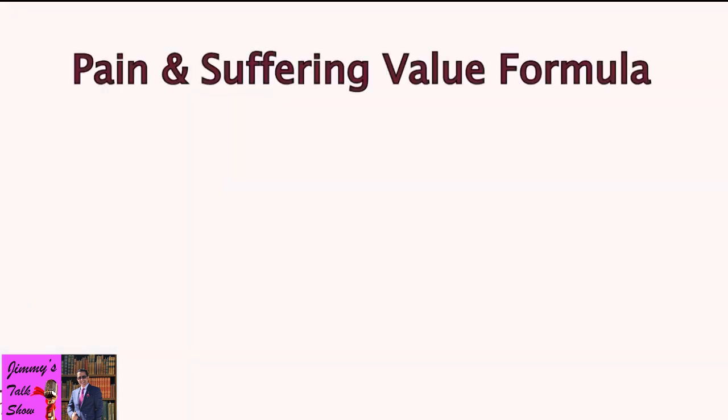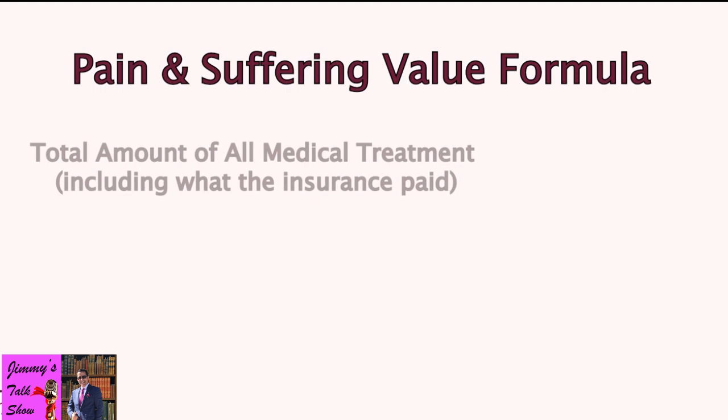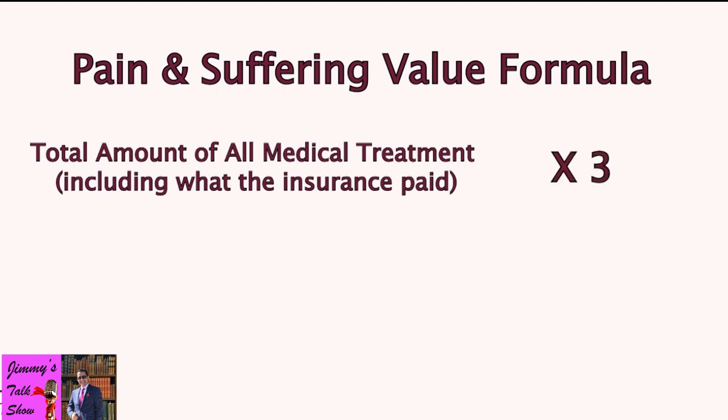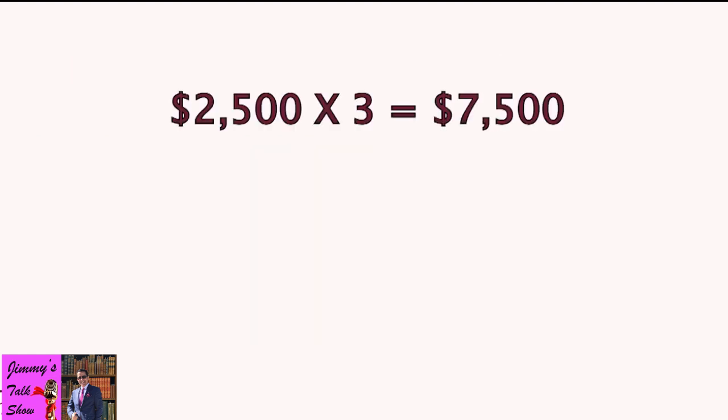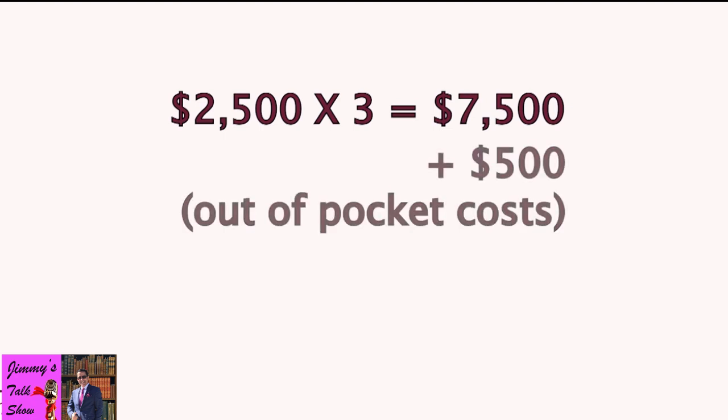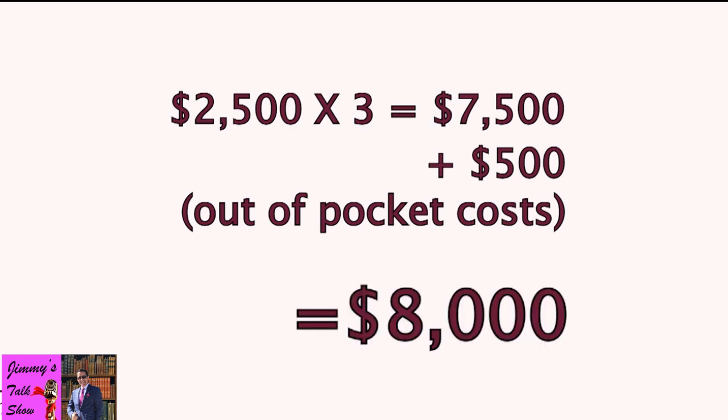The formula is simple. You take your total amount of all of your medical bills from all of your treatment, not just your copays and deductibles, but the total amount of the bill, including what the insurance paid. You multiply that number by 3, we call it 3 times meds, and then you add to that your out-of-pocket wage loss. How much time did you miss from work and what was the value of your services? So for example, if your medical bills were $2,500, you multiply by 3 is $7,500. If you had $500 in missed work, then it's $7,500 plus the $500 for an $8,000 settlement value.